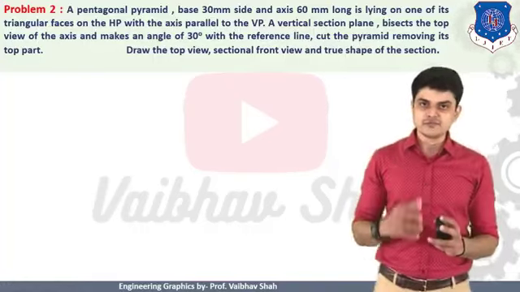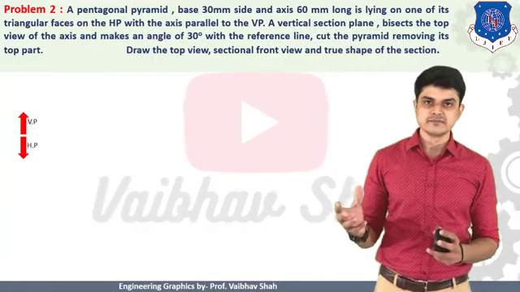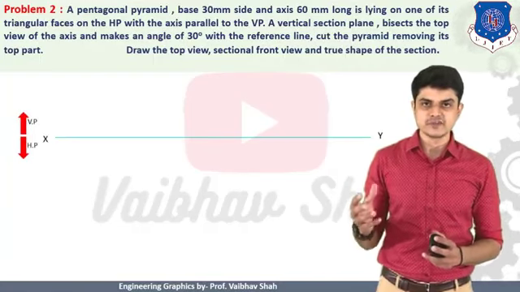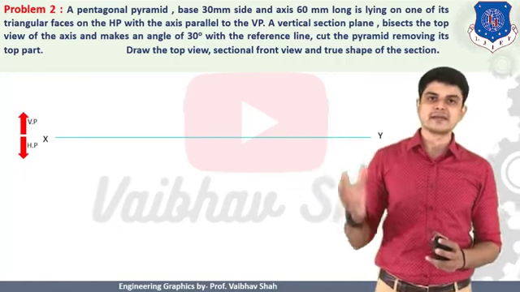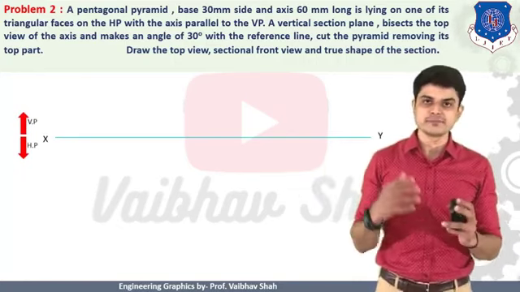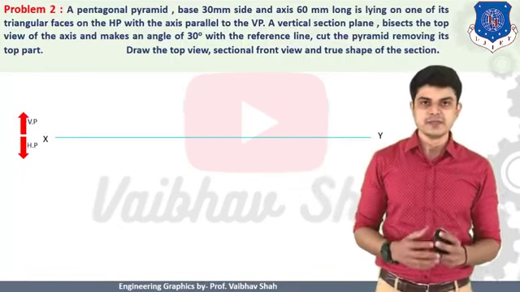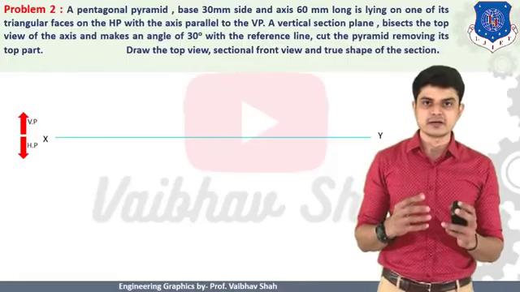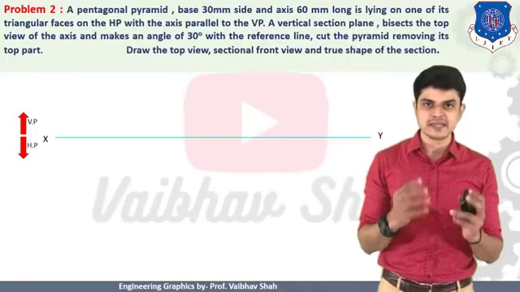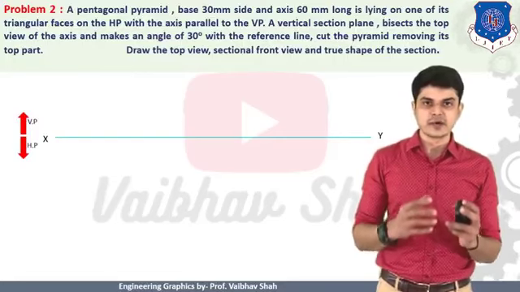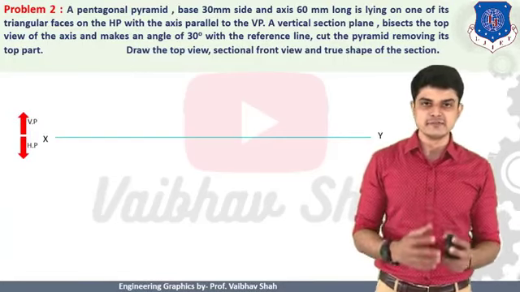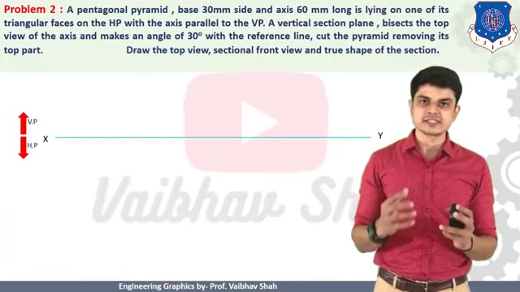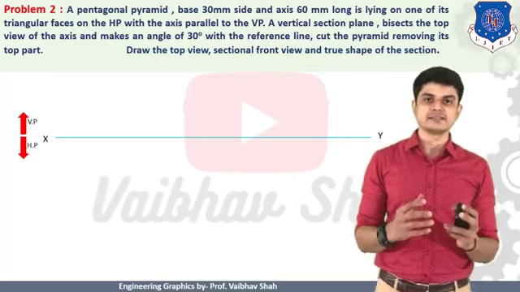So now let us first draw our XY line like this. As we know, the portion just over your XY line is VP, and the portion below your XY line would be your HP. So here we say that it should have a triangular face on HP. So you should start drawing the pentagon from HP itself. Let us put our pentagon in such a way that we have a triangular face on HP.